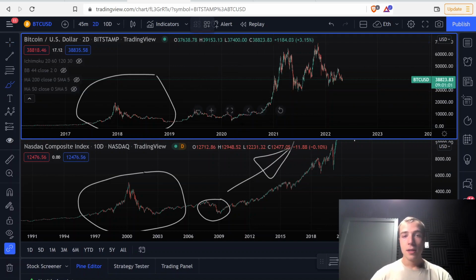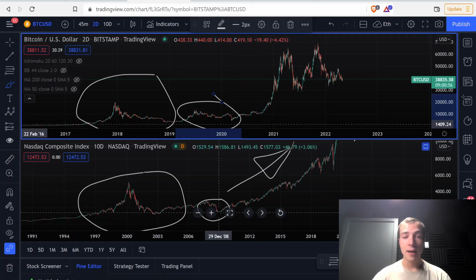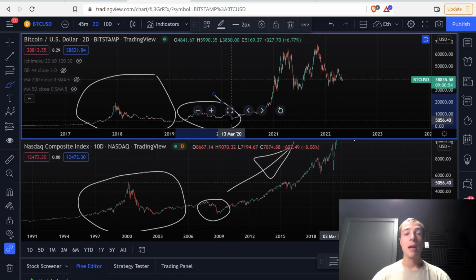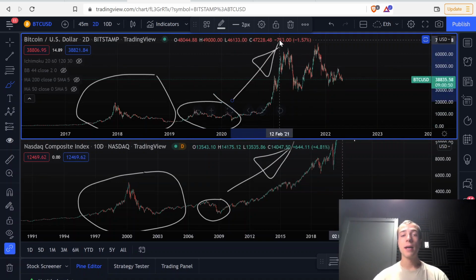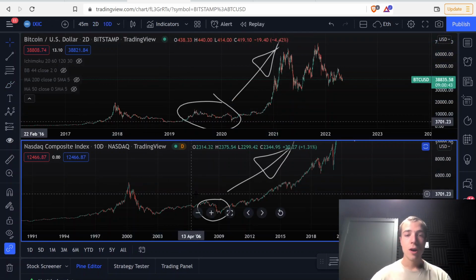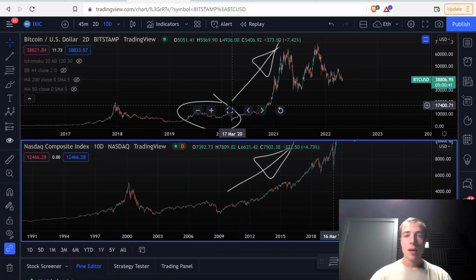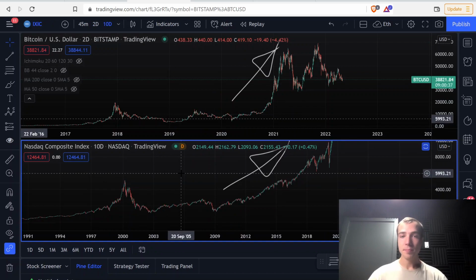So this is the suckers rally on Bitcoin, and then we get a double bottom, just like 2008 on the NASDAQ. Only that would have been in 2020 during the coronavirus panic. Then boom, we go into a bull market, right? Just like the NASDAQ. So the psychology is identical in this chart on the bottom and on the chart on the top. Now look what happened here.